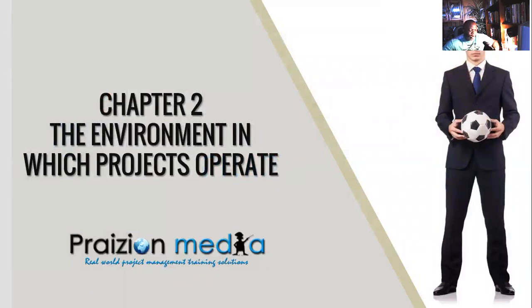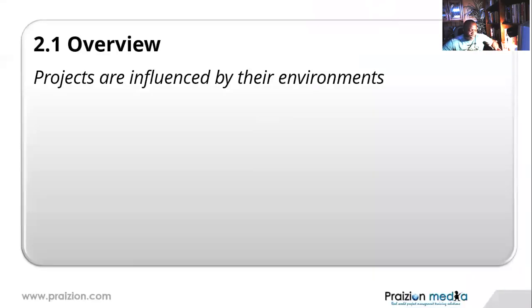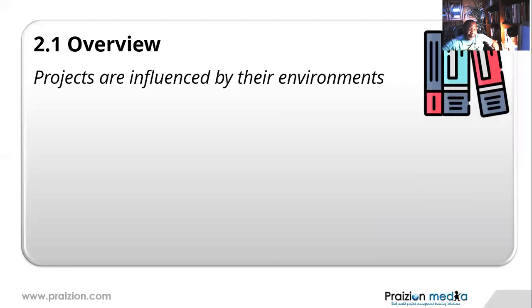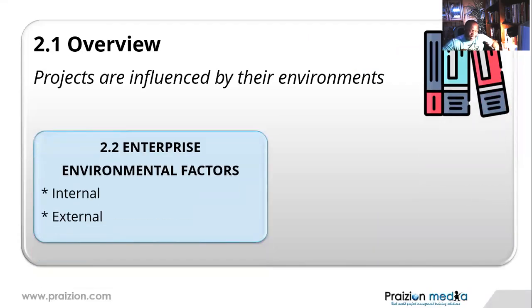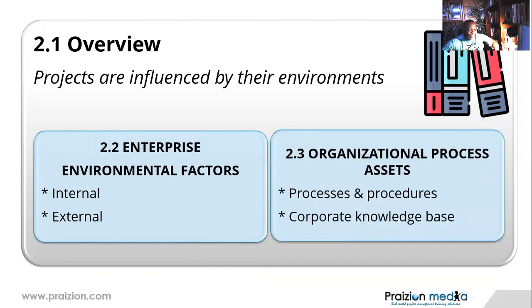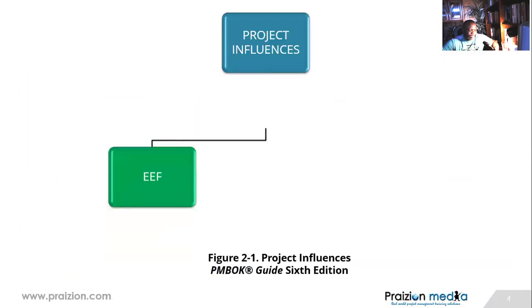When you think about the environment in which projects operate, we can break this down into two. It's how projects are influenced by the environment, either by their internal or external environment, and we call those enterprise environmental factors. We also have something else projects are influenced by. We call that organizational process assets. And in this bucket, we have processes and procedures and the corporate knowledge base.